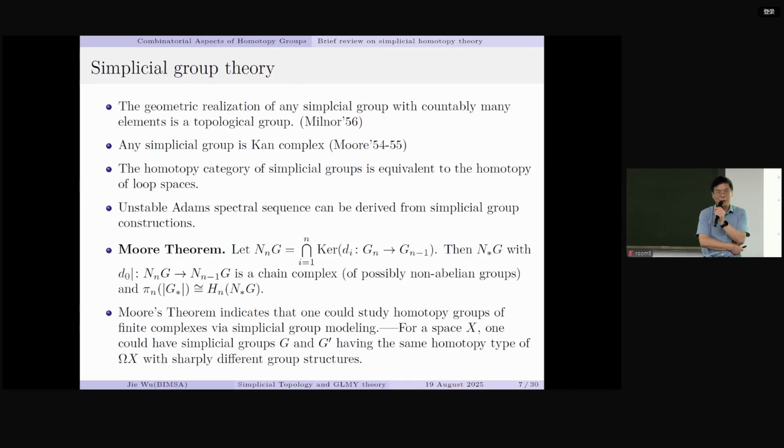In other words, if you apply this lower central series, it may give you nothing. But there may be some different filtrations. That means you get different spectral sequences. So this is the theory of the simplicial groups.